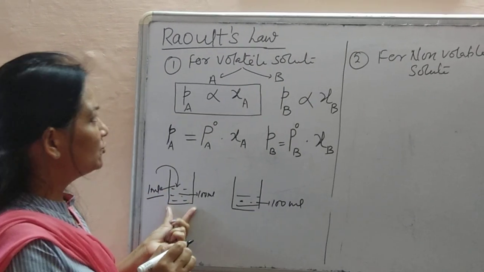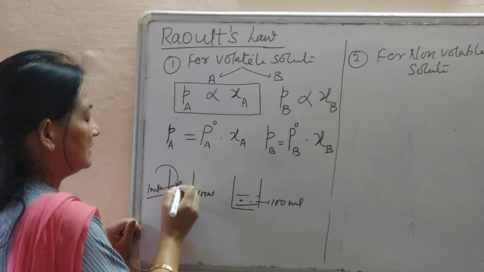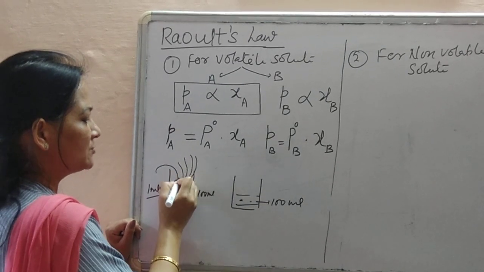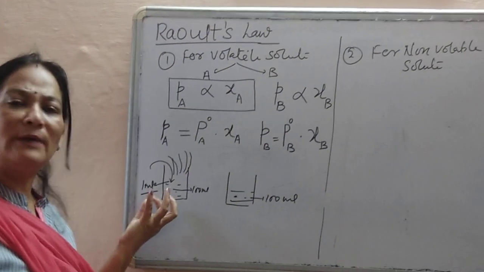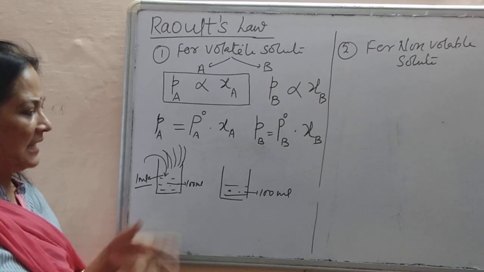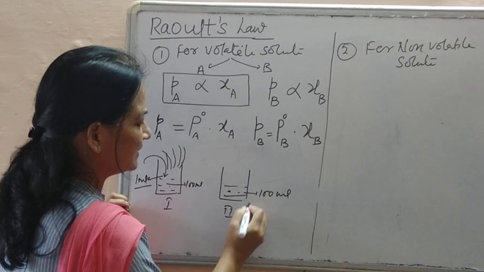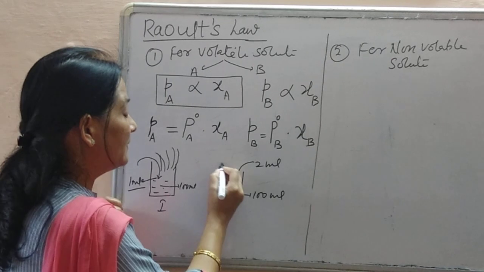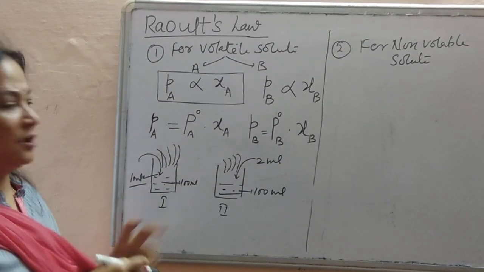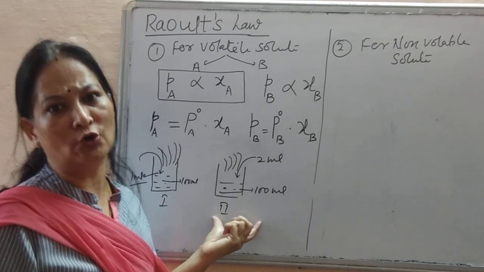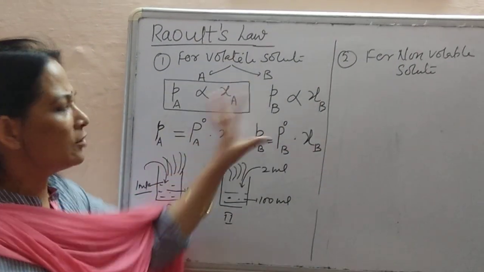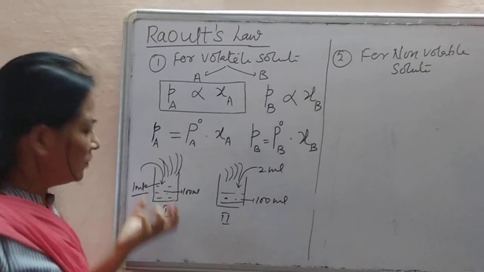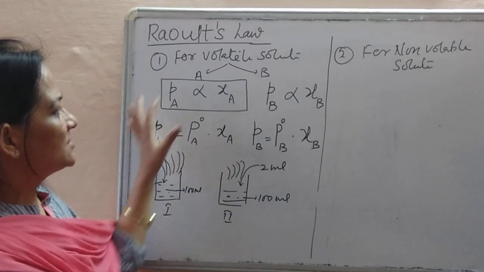So now according to Raoult's law, the vapor pressure produced by the medicine will be directly proportional to the amount of medicine present in the liquid. And suppose in the second case, we are taking 100 ml of water, but now we are putting 2 ml of liquid medicine, so the vapor pressure produced will of course be more for that medicine because its amount in the liquid is more. So it is a very simple law that when both the components are volatile, their vapor pressure will be directly proportional to their mole fraction in the solution. So this is a very important law.